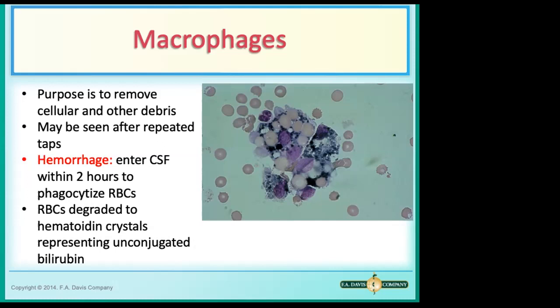When there is hemorrhage, they enter the CSF within 2 hours to phagocytize red blood cells. Red cells are degraded to hematoidin crystals representing unconjugated bilirubin. So after hemorrhage, these cells will come in to try to engulf the red blood cells. And then you see some hematoidin crystallization that represents the unconjugated bilirubin, which comes from the hemolysis of the red blood cells. You see that in these little dark stained portions.